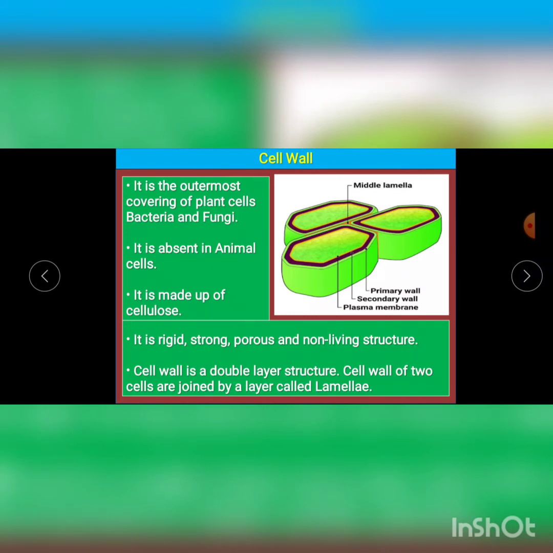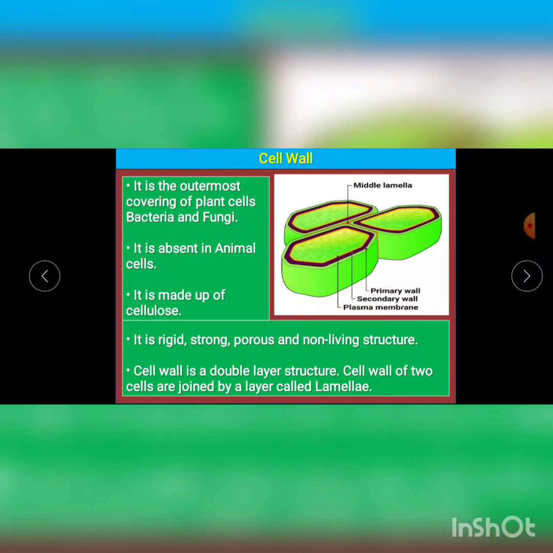The cell wall is rigid, strong, porous and a non-living structure. It is rigid as it does not change its shape. It is very strong and it is porous. Porous means it has some pores in it through which transfer of substances can take place, and it is non-living. The cell wall is a double layer structure as we have discussed.